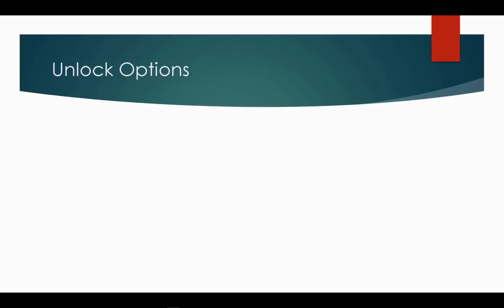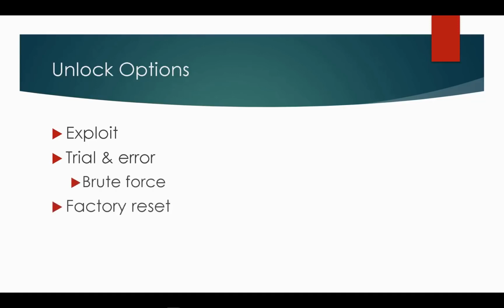Now let's continue with the possibilities for how to unlock such a protected smartphone. There are a few. The first one is using an exploit, an exploit that bypasses lock screen protection or escalates privileges to root. Then using trial and error, which could be automated into a brute force. And the last one, if you don't care about the data, you can factory reset from recovery. There are not many options, so the only one that we will focus on in this video is brute force.